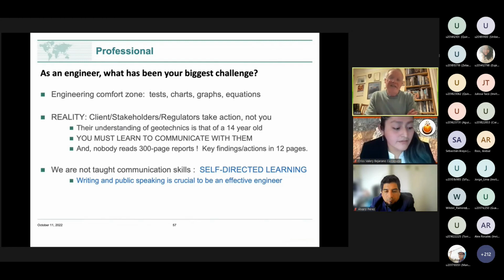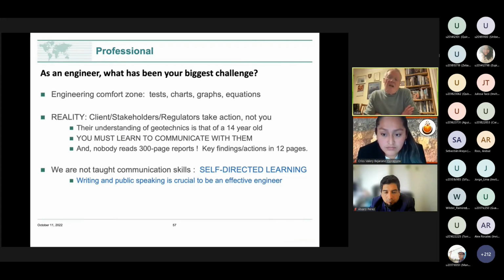The reality is that clients, stakeholders, and regulators take action, not you. And their understanding, even if they're very well educated, is basically that of a 14-year-old. So you need to be able to communicate with them to get what you believe is required to happen. And nobody reads 30-page reports. The key findings or actions need to be in 10 or 12 pages.